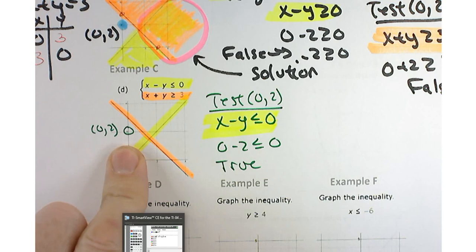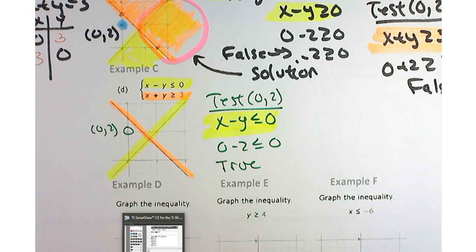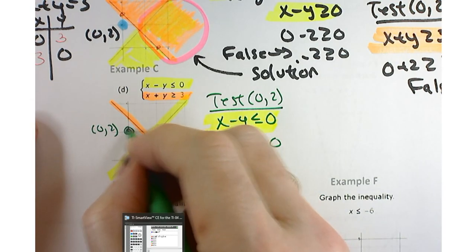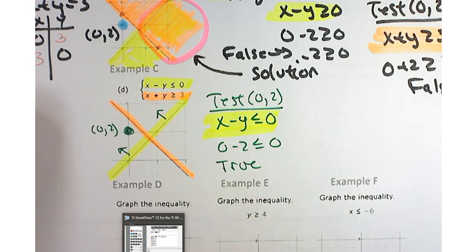So where am I going to shade? Below or above? Above. So this point is our test point. I want to shade above. So I'm just going to put a couple little arrows like that to remind me that I'm going to shade above. And let's move on to the next one.